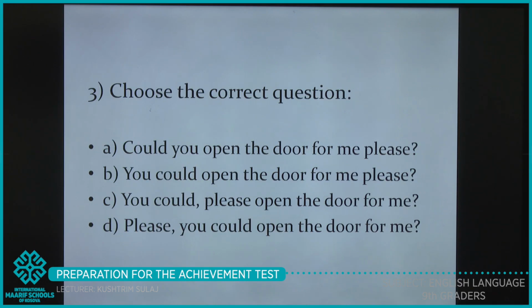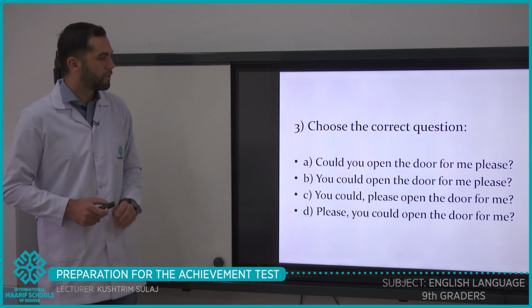The question is very clear. It says choose the correct question. So we have 4 options again, and it says: A, could you open the door for me, please? B, you could open the door for me, please. Actually, this doesn't sound like a question. C, you could please open the door for me. And then the final one, D, please, you could open the door for me. What do you think? First one, could you open the door for me, please?